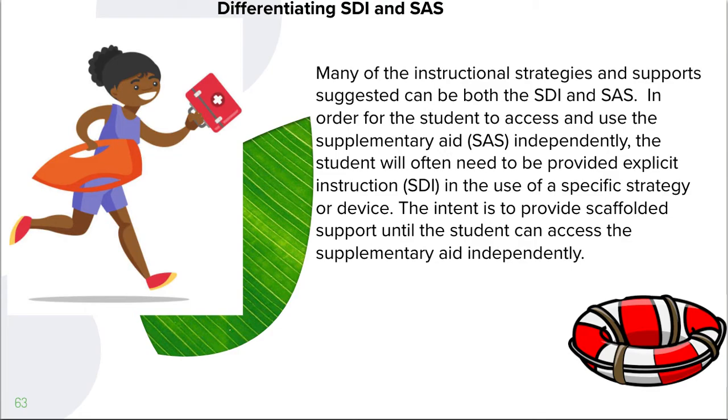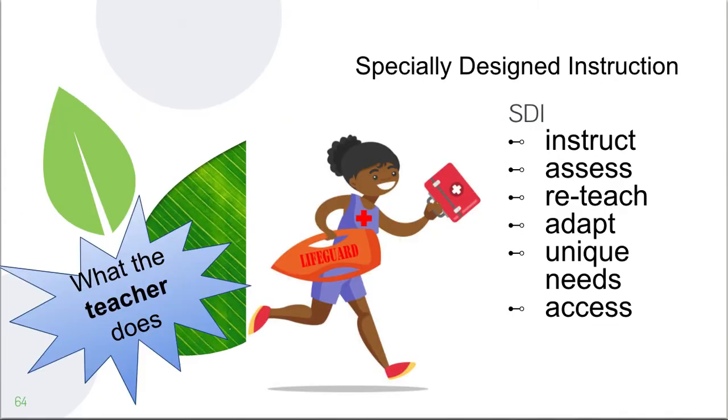In order for the student to access and use supplementary aids and services independently, the student often needs to be provided explicit instruction, which would be an SDI, in the area of the strategy or device. So the intent is to provide scaffolded support until the student can access the supplementary aid independently.